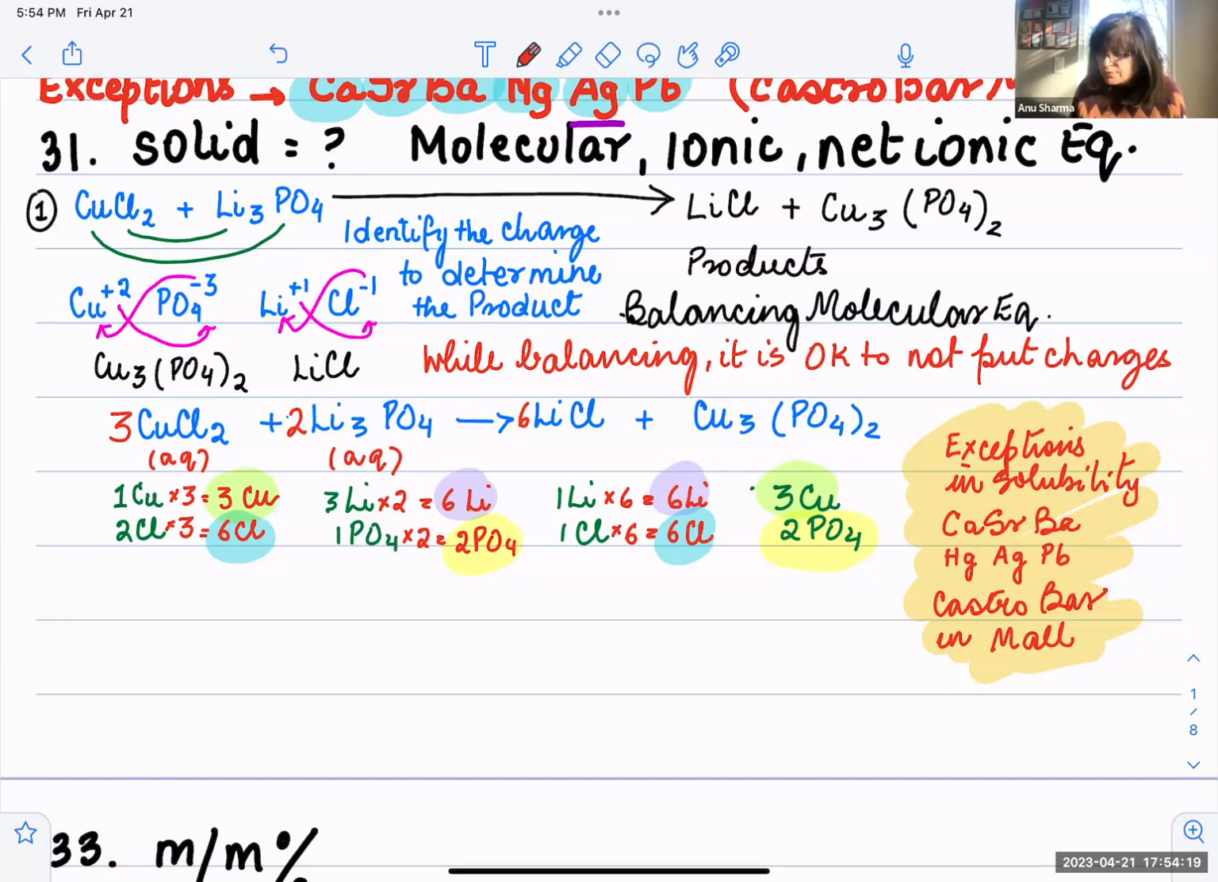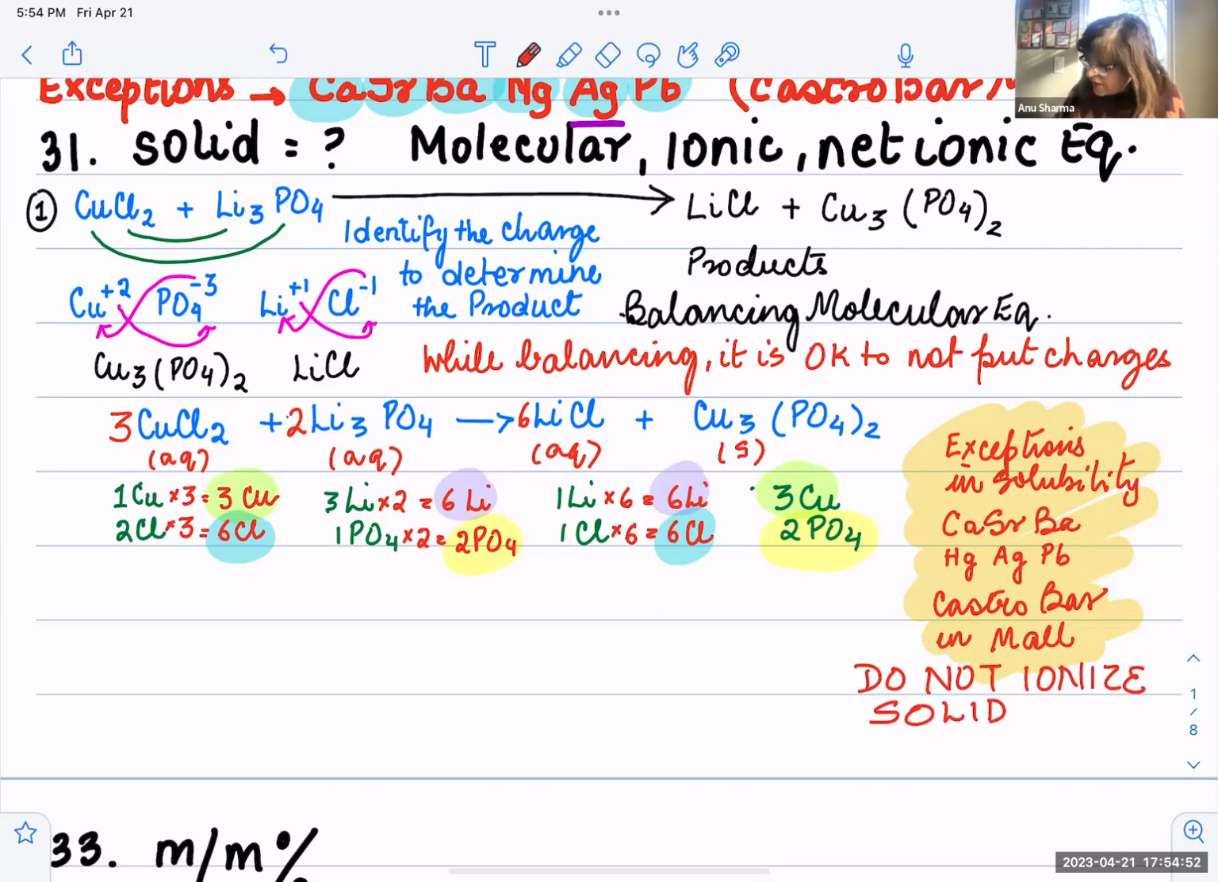Okay. Next comes the lithium chloride. Anytime group 1A connects with anything, it makes it soluble, and all chlorides are soluble. So with group 1A, it is soluble. So this is aqueous. Phosphates, copper phosphate, all phosphates are insoluble except group 1A and ammonium. Copper is not ammonium and copper is not group 1A. So therefore, this is going to be a solid. Okay. Now, do not ionize solids, anything that is solids. Solid, and then also liquid. So liquid also, and gases also. Okay. So that's one piece right here.